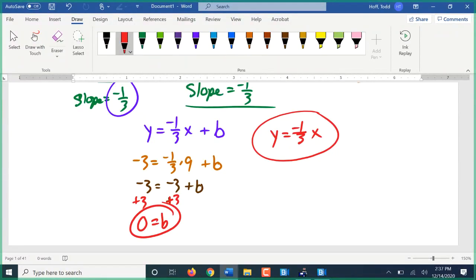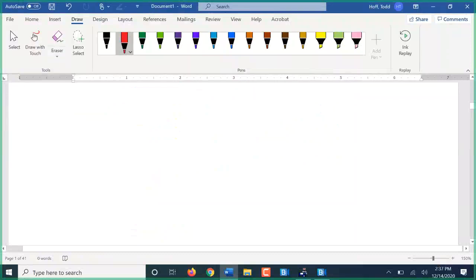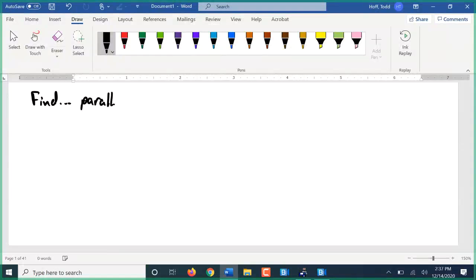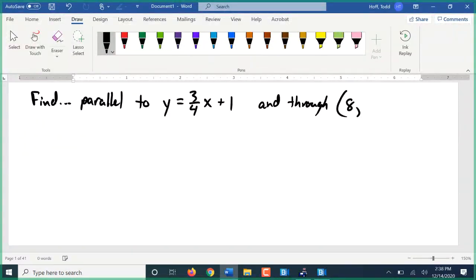I want you to try one in your notes. Find the equation of a line parallel to y equals 3/4 x plus 1 and through the point 8, 2. I'll give you a couple minutes and we'll go over that one.